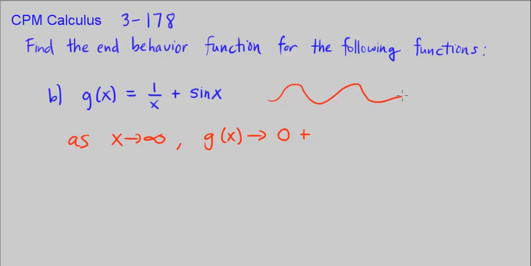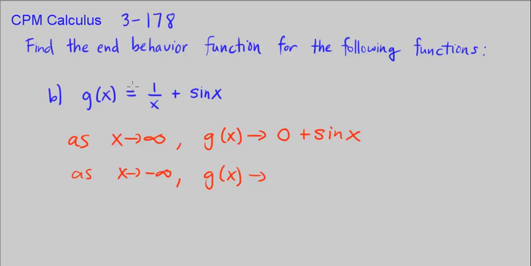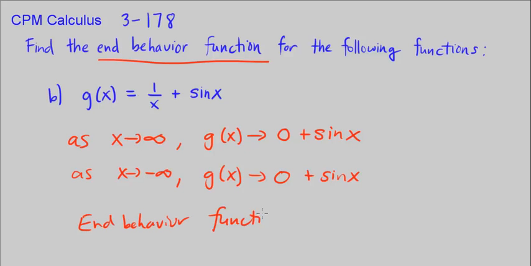It's a periodic function, right? So this one stays sine of x. It's still going to be going up and down wherever it is. Likewise, as x approaches negative infinity, g of x approaches, well, if you plug in negative infinity here, it's still going to be 0. And sine of x, again, goes up and down, no matter where it's at. Okay? So the end behavior function then is just 0 plus sine of x, which is sine of x.